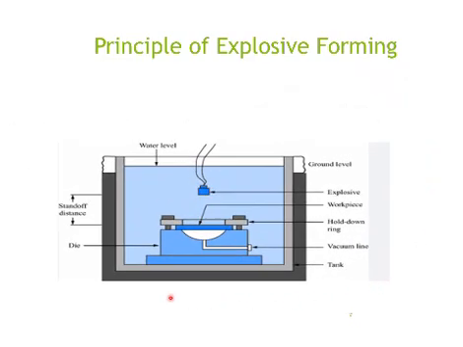This diagram illustrates the explosive forming process. This consists of this explosive. This is the workpiece. This is the die cavity which is connected to this vacuum line. When we trigger this explosive, the shock waves are generated and these shock waves directly impact this workpiece. After this, the workpiece is directly deformed or transformed into the shape of this die.